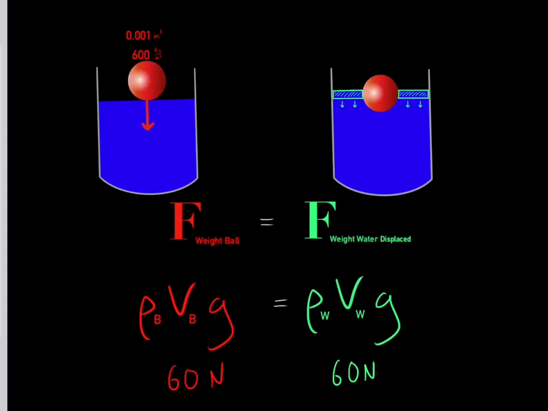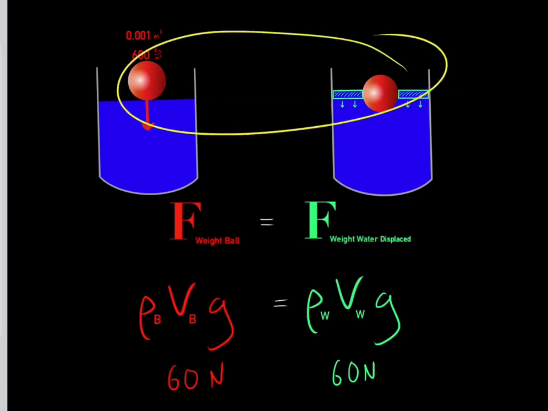Because we know it's eventually going to reach an equilibrium, and in that equilibrium, the weight of this ball going downwards equals the weight of this displaced water going downward, which equals the buoyant force, and we're going to reach an equilibrium.